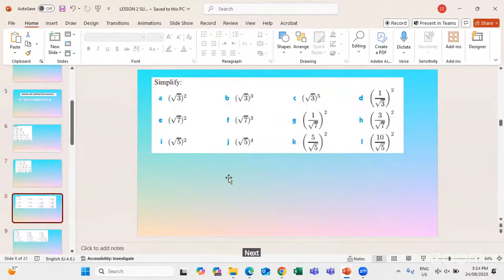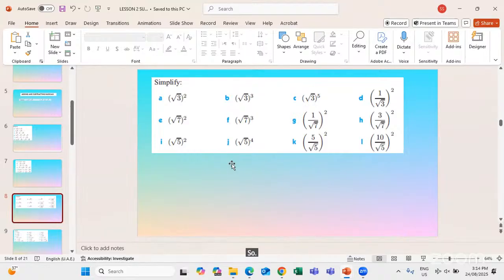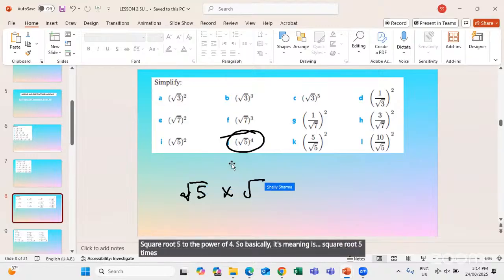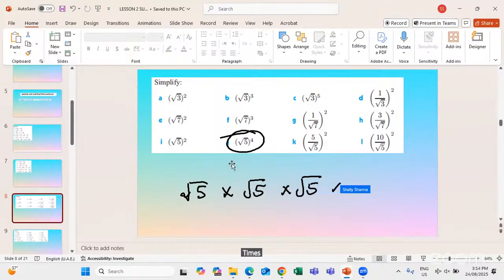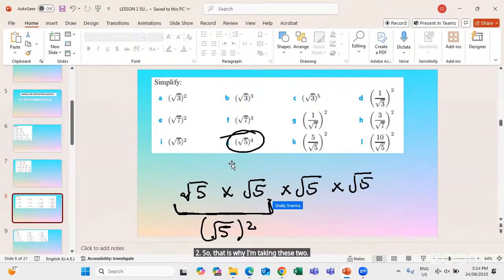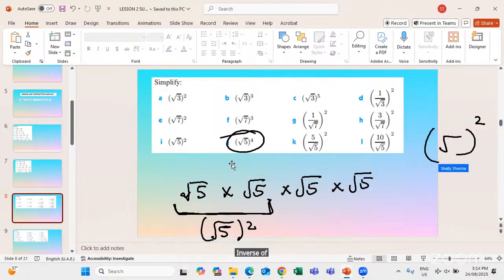Next here, these are all the questions which are based on exactly the same thing which I solved in the beginning of this session. So I will pick a few of these questions with the higher powers. Let's say we have this one, square root 5 to the power of 4. Basically its meaning is square root 5 times square root 5 times square root 5 times square root 5. Now, because it is a square root, I will try to form the power of 2. That is why I am taking these two. Why? Because I know this sign is inverse of 2. So I am trying to take that power.